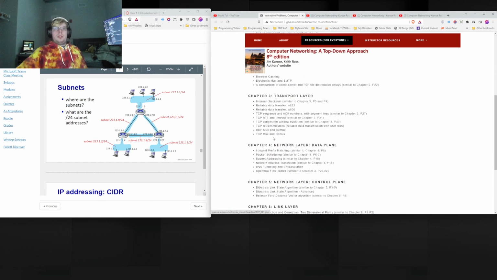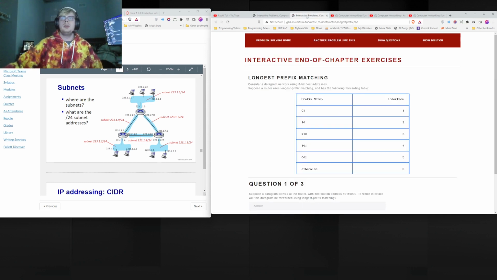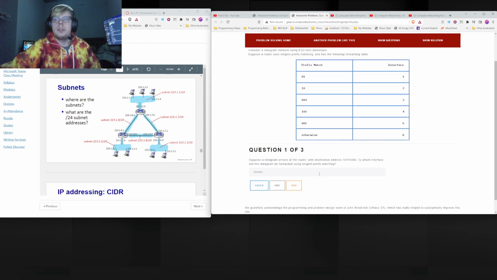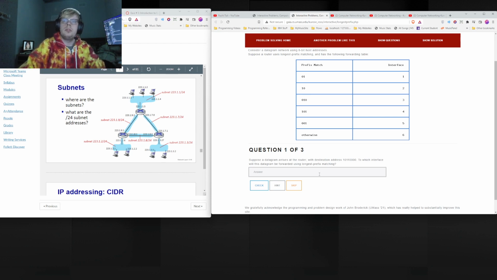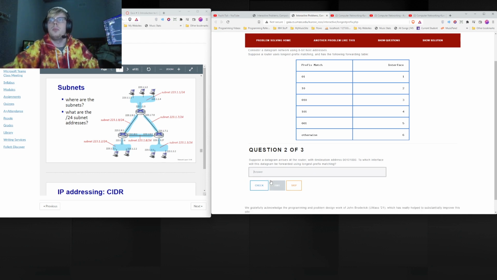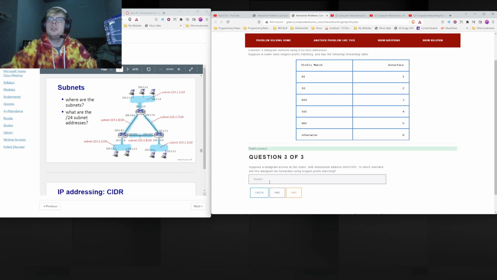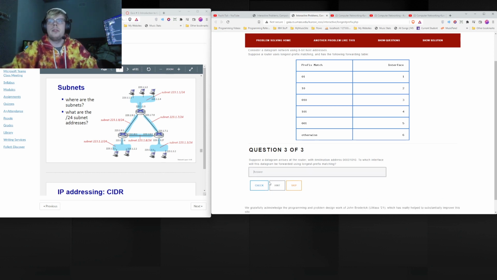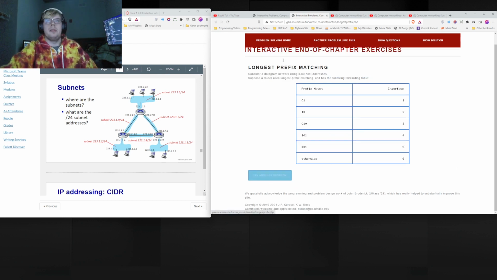Alright, we're on chapter 4. She didn't really go over the longest prefix, but this one is kind of self-explanatory. To which datagram would this go? Definitely go to 101. Oh wait, do I put... go to 4. 001 would go to 5. 000, that'd be otherwise. That's how easy this one is.